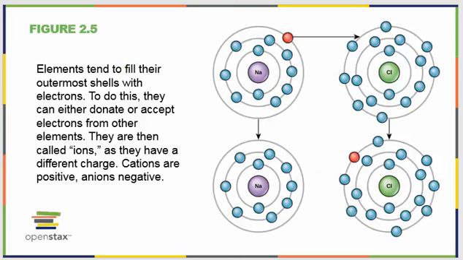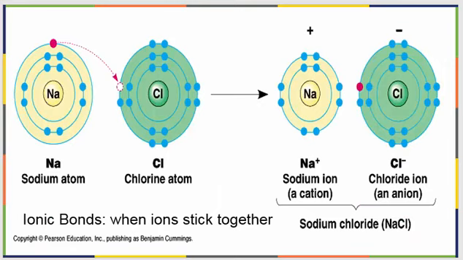Elements tend to fill their outermost shells with electrons. To do this, they can either donate or accept electrons from other elements. When they do that, they're called ions, as they have a different charge. Cations are positive and anions are negative. These ions, as seen here, have varying charges. One is slightly positive, one is slightly negative. Due to this variation in electrical charge, the ions stick together in a chemical bond known as an ionic bond.